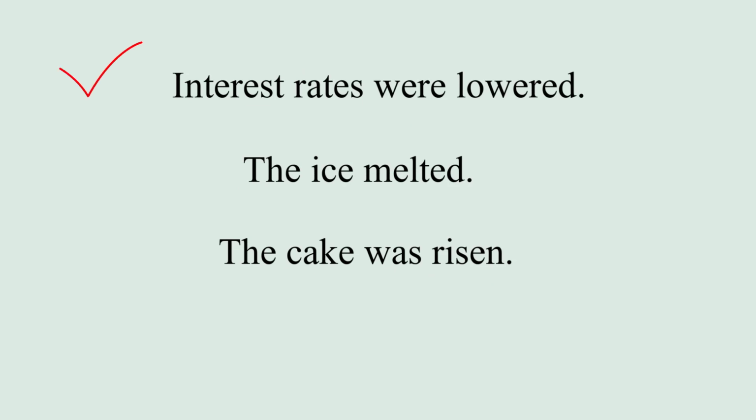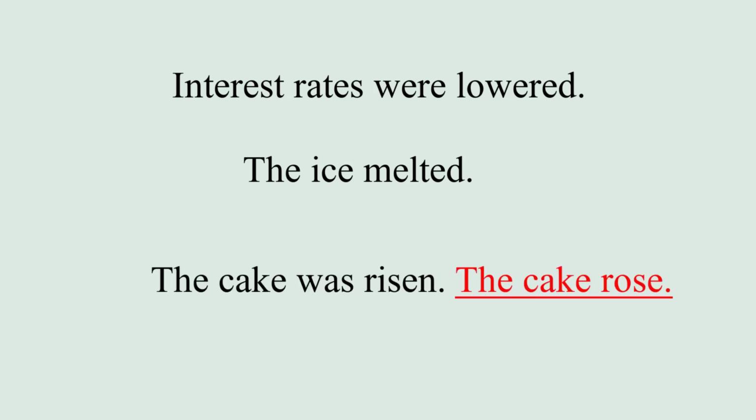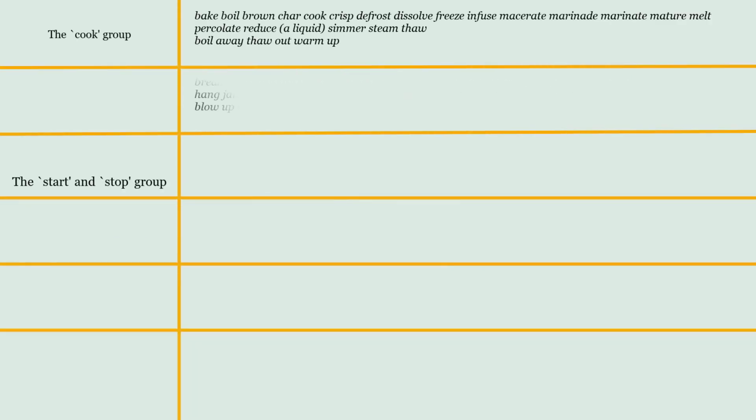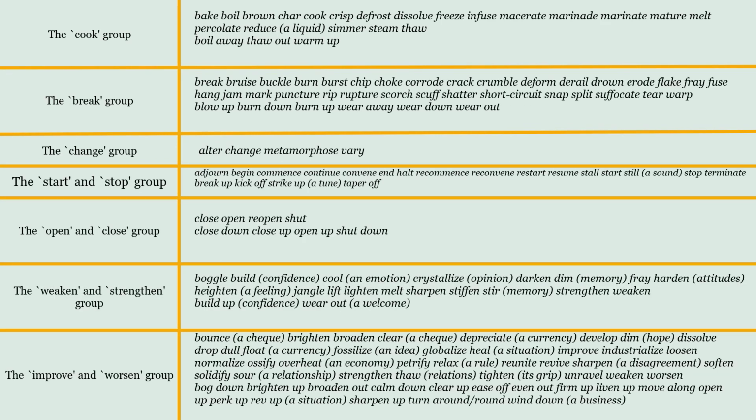The ice melted. All the verbs about cooking are ergative verbs. This one is very good. No changing. And the last one, the cake was risen. Here we need what? Ergative, because rise is an ergative verb. We need the cake rose. In this section, you can find all the ergative verbs about the cook group, break group, change group, start and stop, open and close, weaken and strengthen, improve and worsen group.